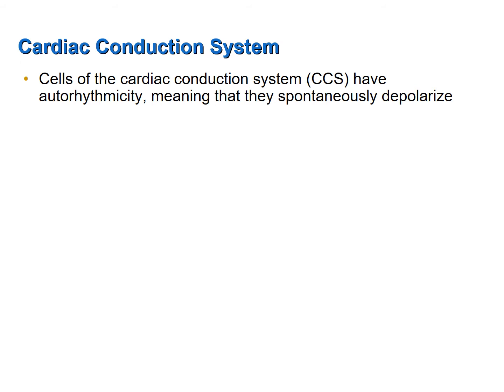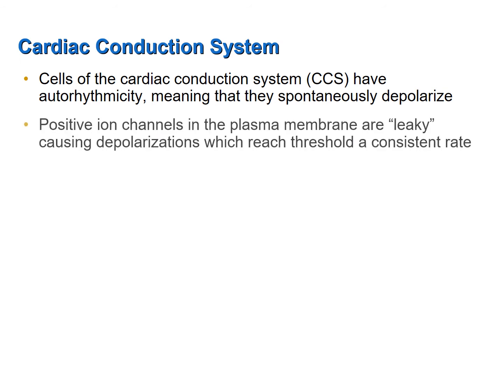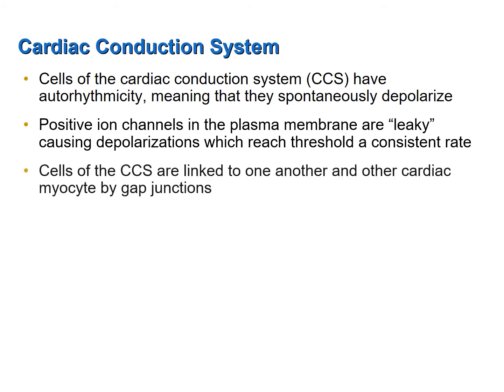Cells of the cardiac conduction system, or CCS, have autorhythmicity, meaning that they can spontaneously depolarize. They do not have to be stimulated by a motor neuron or another cell. They have positive ion channels in their plasma membrane that allow positive ions to move from the extracellular fluid into the intracellular fluid. And this causes depolarizations, and these depolarizations do reach threshold at a consistent rate, causing action potentials to be produced in these cells.